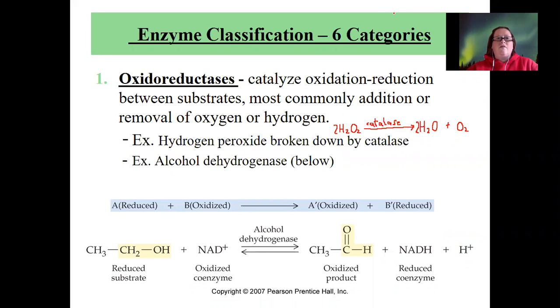This segment on our discussion of enzymes talks about the classification of enzymes, and they can be classified into 6 categories based on what they do. So the first category that we'll talk about are the oxidoreductases, and these involve reactions that involve oxidation and reduction between the substrates. So they often involve the addition and removal of hydrogen and oxygen.